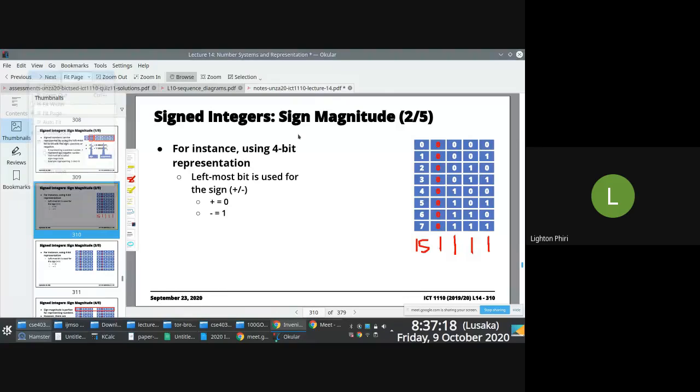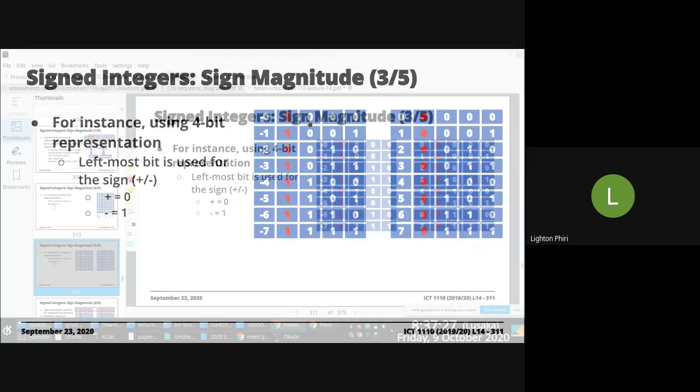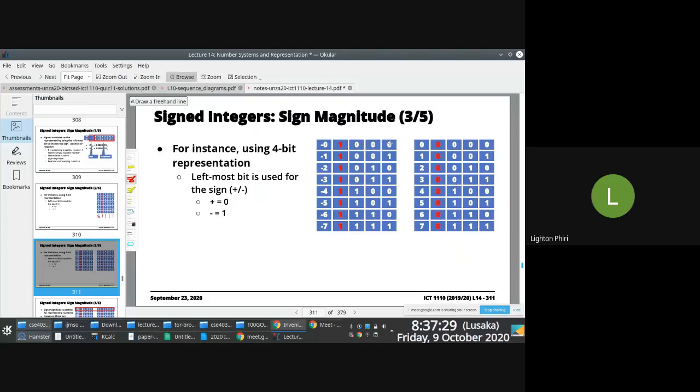I don't know if people are following through here, but representing negative values would be like so. The magnitude is still going to be the same. The only difference is the most significant bit, or the leftmost bit, which is going to be a 1 for these negative numbers.